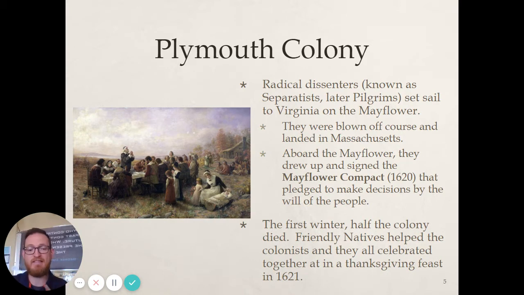Things, just like Jamestown, were not easy. Of course, in New England the winters are a lot more harsh than they are here in Virginia. In the first winter, you're going to see that half of the colony dies. Friendly natives would help the colonists, and they would end up all celebrating together in 1621 in what became known as Thanksgiving. But you're going to see it was very, very brutal there at the beginning for the colonists, who didn't really know how to survive in this environment and didn't have the tools to survive in that New England climate.